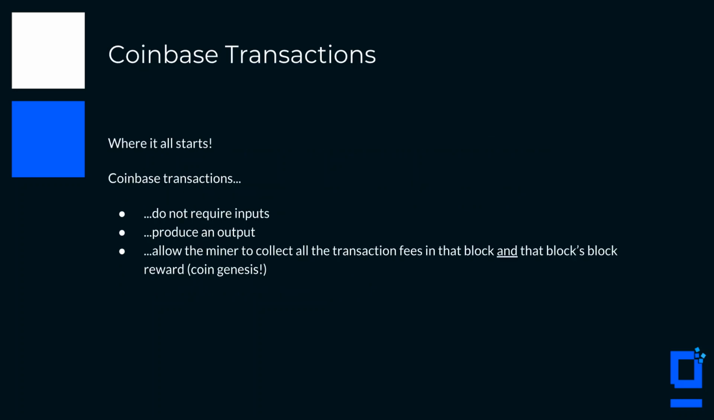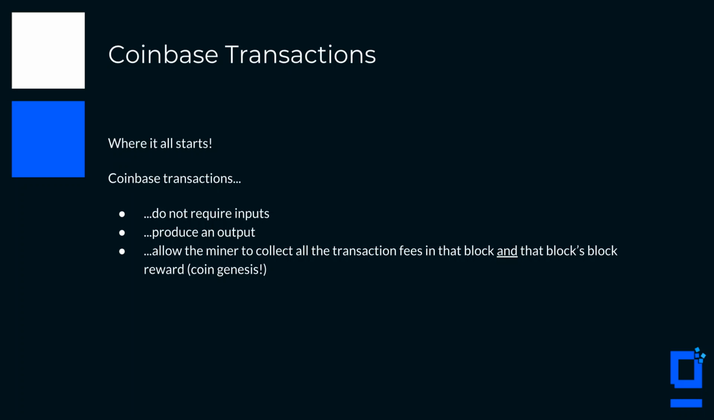And now let's talk about Coinbase transactions. I said we could go back and back and back, relying on this history of transactions always existing. But obviously, the blockchain has to start somewhere. This history of transactions has to start somewhere. And for any given coin, any given set of transactions, they all start at a Coinbase transaction or multiple Coinbase transactions.